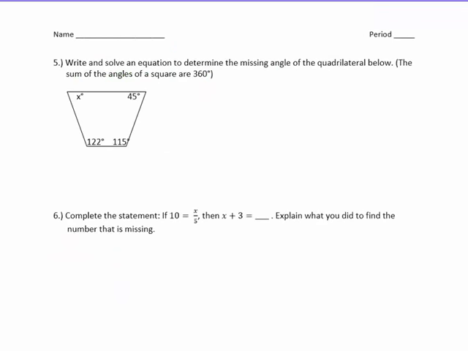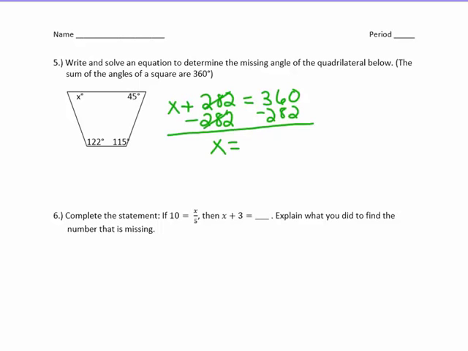All right, last page, last couple. Write and solve an equation to determine the missing angle of the quadrilateral below. So we've done one like this in our notes. I know that all 4 of those have to add up to 360. So I have x plus, if I add up the ones I have, it gives me 282, and that has to equal a total of 360. Okay, so we're going to subtract 282. So x is going to give me 78 degrees.